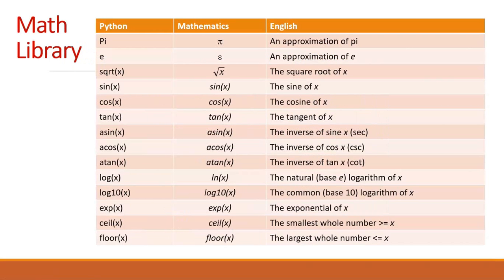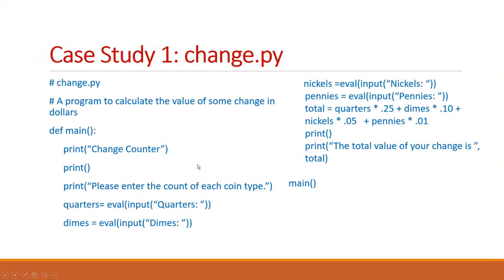And then here are different library functions and constants. So pi actually means pi. Lowercase e is the approximation of the natural log base e. And then you have square root, sine function, cosine function, tangent function, those different functions. And log is log base e. Log10 is log base 10 algorithm. Okay. So here I don't spend that much time over there. And the next one is the change program.